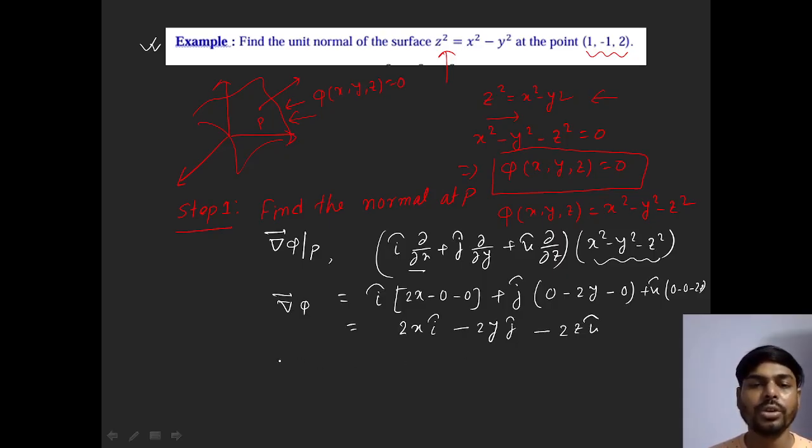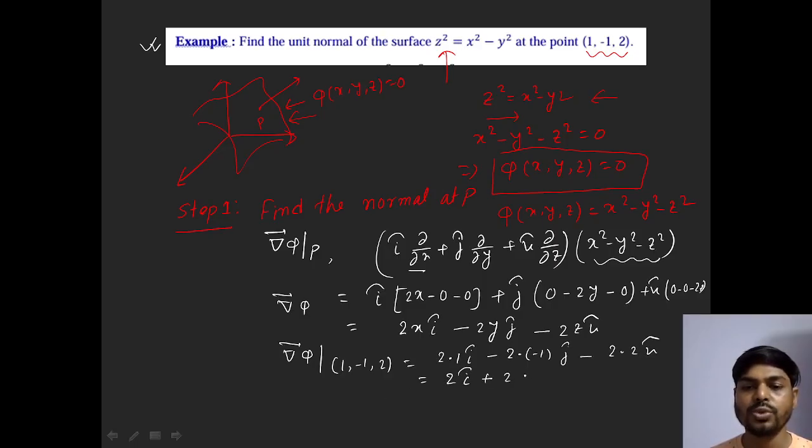But you have to find the gradient of phi at the point P. P is 1, minus 1 and 2. So 2 into 1 i cap plus 2 into minus 1 times minus j cap, minus 2 into 2 k cap. So it is basically 2 i cap plus 2 j cap minus 4 k cap. So this is the gradient of phi.